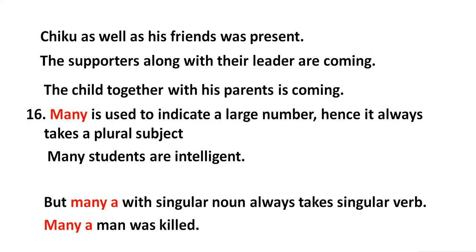Okay, देखिए, Chiku as well as his friends was present. Okay, अब आपको लग रहा है कि चीकू is one person, then we have this his friends also, उसके दोस्त भी हैं. It means you are talking about so many people, means the subject is in plural form. In that case we will go with plural verb. No my dear children, remember this, अगर subject यहाँ पे दो हैं, एक चीकू है और एक his friends.